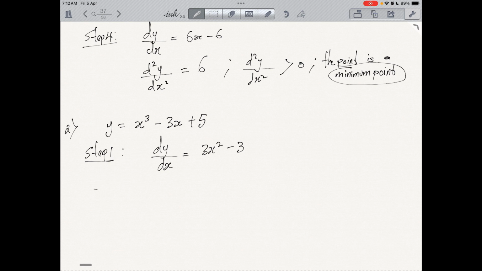Now, in step 2 is to set dy/dx to be equal to 0. Therefore, we are saying 3x squared minus 3 is equal to 0. Now, if we solve this via quadratic formula, we will have two values of x. We will have x equal to 1 and x equal to minus 1.